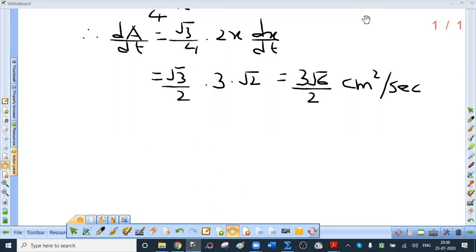Yes, Karthik, you cannot do that directly. You will lose marks if you write directly. Let R be the radius, S be the surface area, and V be the volume of the sphere at any time t.